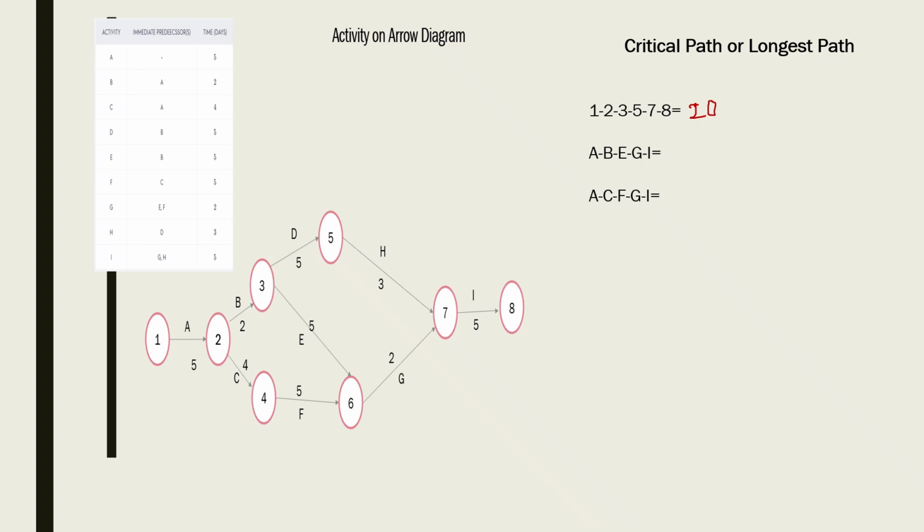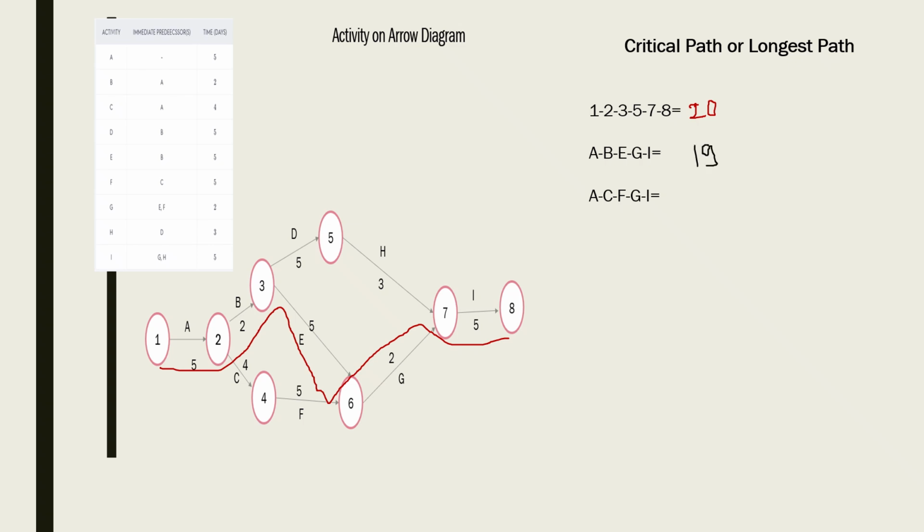Okay. Now next path is 1 to 2, 2 to 3, 3 to 6, 6 to 7, and 7 to 8. So this is considered as another path, and here the value is 5 plus 2 is 7, 7 plus 5 is 12, 12 plus 2 is 14, 14 plus 5 is 19. So here the value is 19.